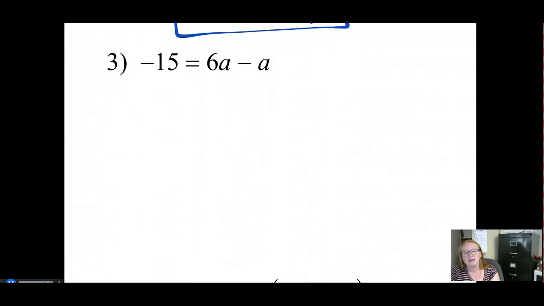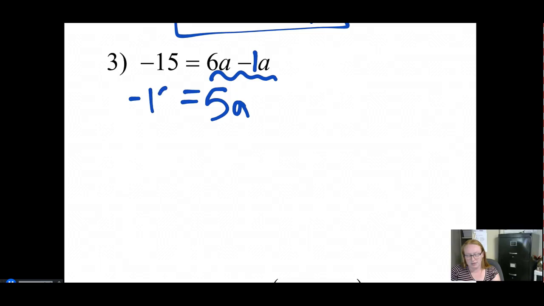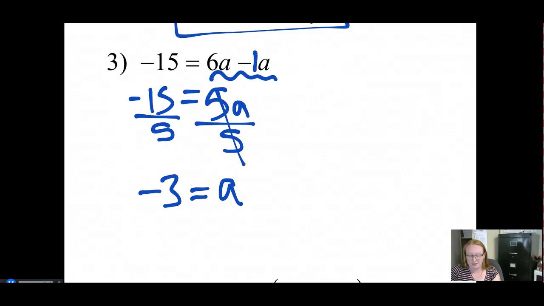Okay? Negative 15 equals 6a minus a. So if I have 6a minus a, those are like terms. When I do this, I want to make sure that you understand that this does not become a 6. We don't just subtract the a and the a goes away. This is secretly 6a minus 1a. And so 6 minus 1 is going to give us 5 of those a's, equals negative 15. I'm going to divide by 5 on both sides. I get negative 3 equals a. Done. Final answer.